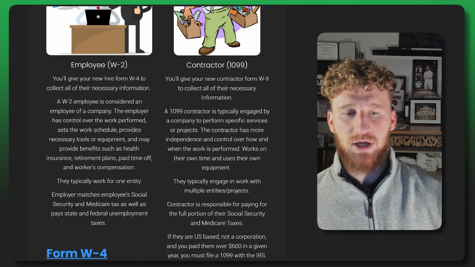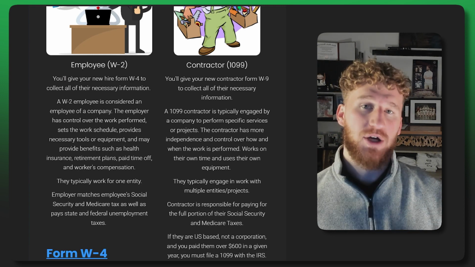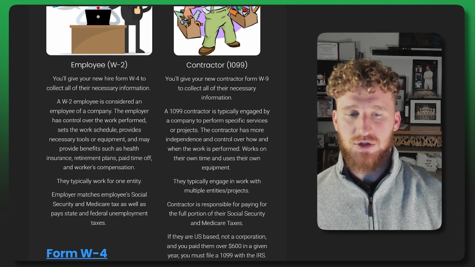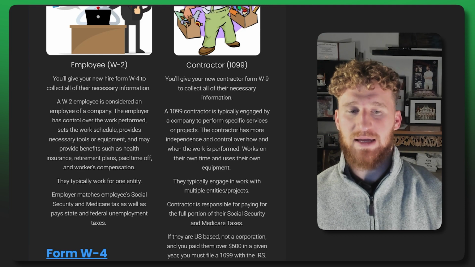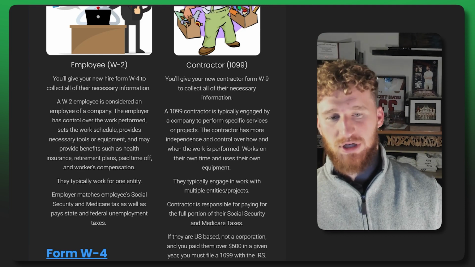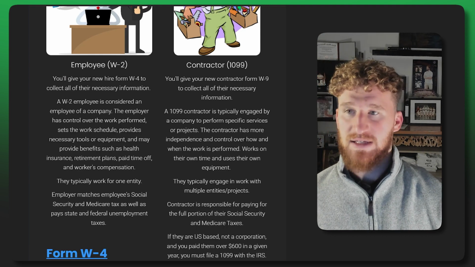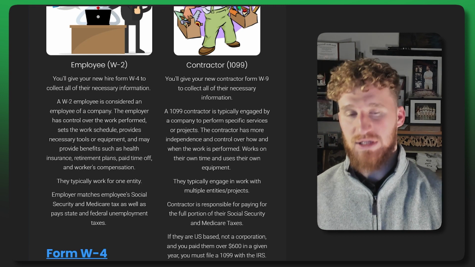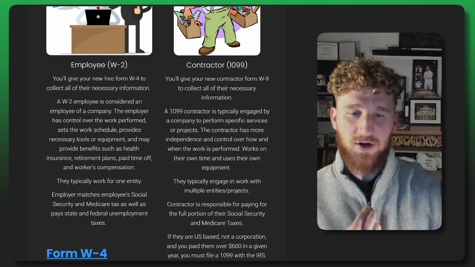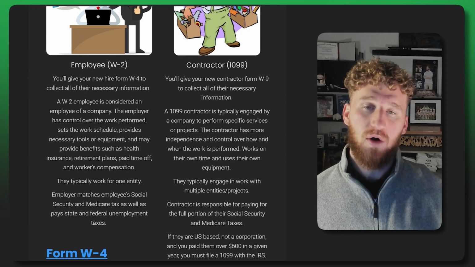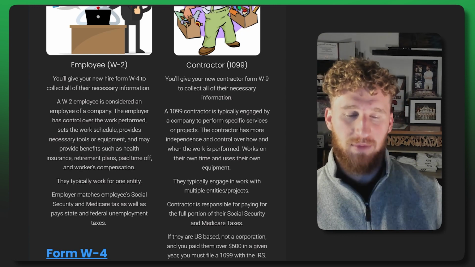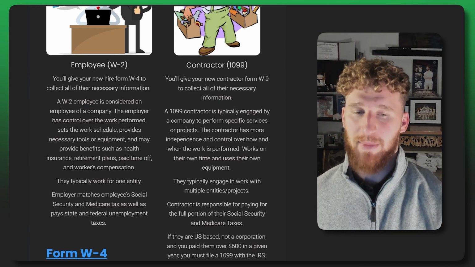And oftentimes they're working with multiple entities and working on multiple projects at once. And in this relationship, the contractor is responsible for paying the entire portion of their Social Security and Medicare taxes. So in that sense, it is advantageous from a business owner perspective to have the contractor because the contractor is paying all of the self-employment, Social Security, Medicare taxes versus the employer matching half of it.